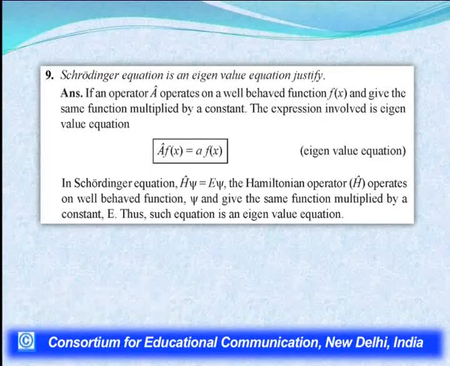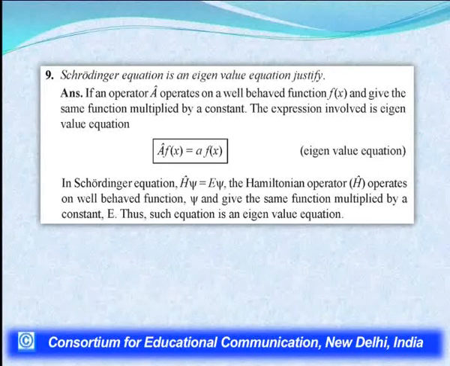So an operator A is telling you what an eigenvalue equation is. If an operator A operates on a function f(x) and the same function is multiplied by a constant, then the expression is an eigenvalue equation. And the same thing you can see in the Schrodinger equation.